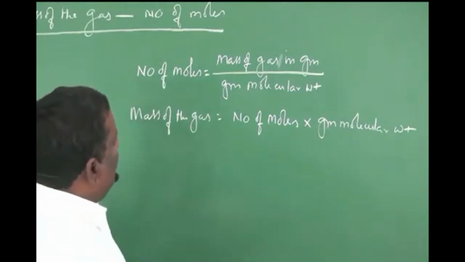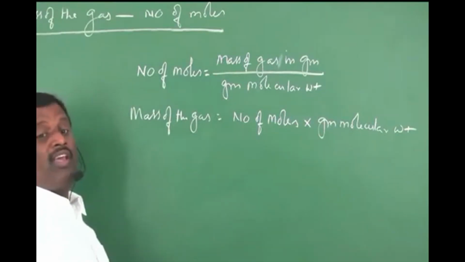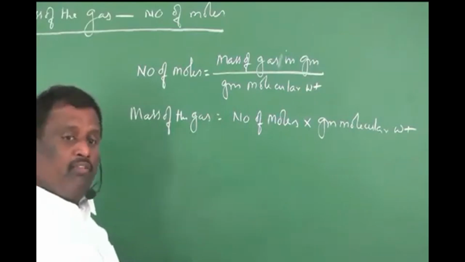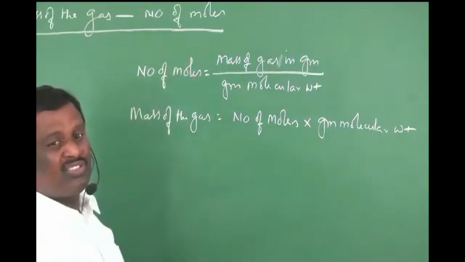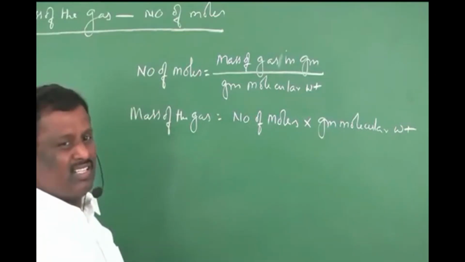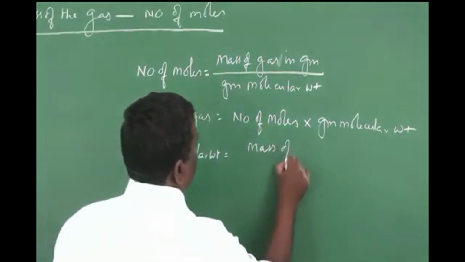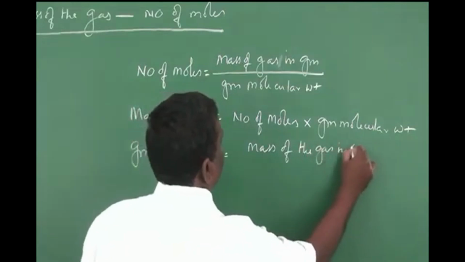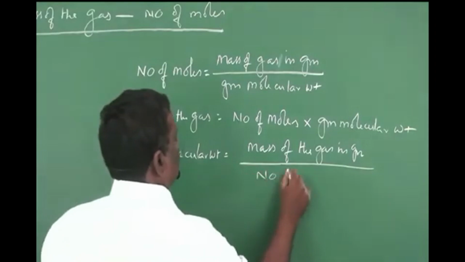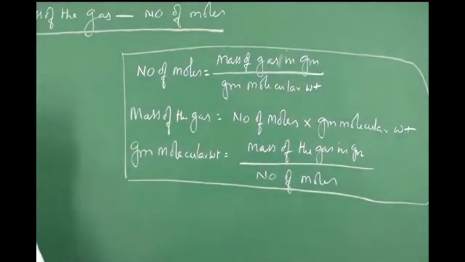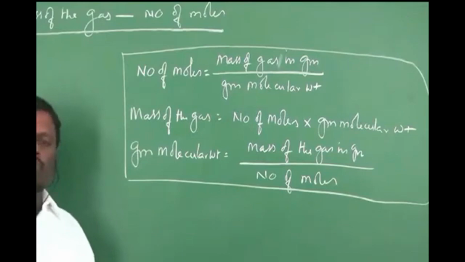Understand? Sometimes they may ask you the gram molecular weight without giving any name of that substance. They will ask what will be the gram molecular weight of the substance if 20 grams of this substance contains 2 moles. In such cases, gram molecular weight can also be calculated. Gram molecular weight is equal to mass of the gas in grams by number of moles. So these 3 formulas are very useful to find the relation between mass and number of moles, and mass and gram molecular weight, and so on.